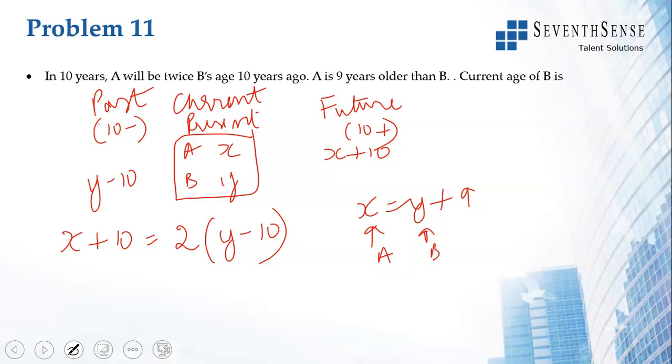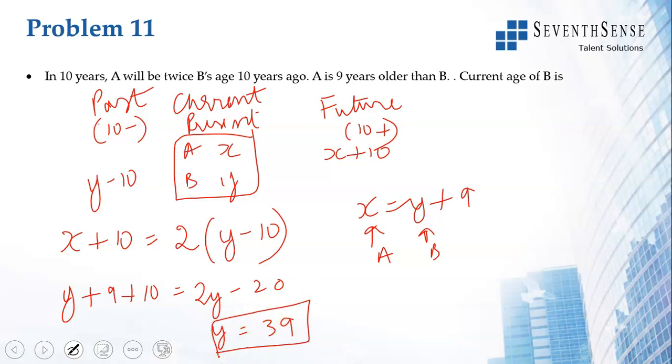Now if you simplify that, current age of B, so you need to find what is Y. Instead of X, you substitute Y plus 9. Y plus 9 plus 10 is equal to 2Y minus 20. When you substitute, you get Y is equal to 20 plus 10, 30, 30 plus 9, 39. Y is 39. When you substitute that here, you get X is 48. If they had asked for current age of A, you would have written 48. Now they have asked current age of B, which is 39.